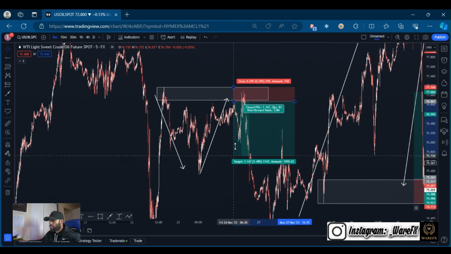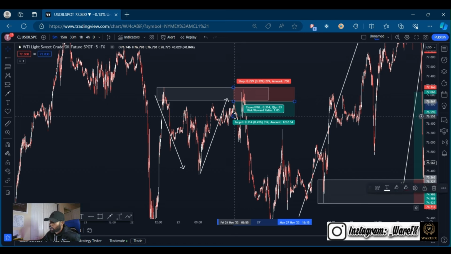So we usually go for a 1-to-1, sometimes a 1-to-2, sometimes a 1-to-3. It all depends on the market. It all depends on the price action. But usually we go for a 1-to-1. That's about right. Of course, we're going to play around. It's somewhere right there. So we have 1.03. This is basically a 1-to-1.